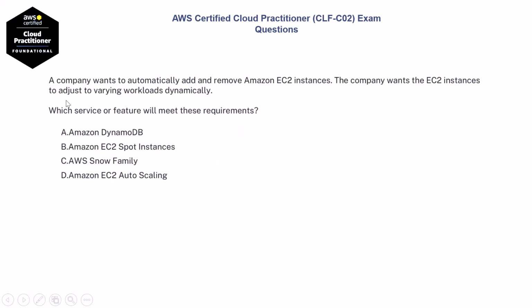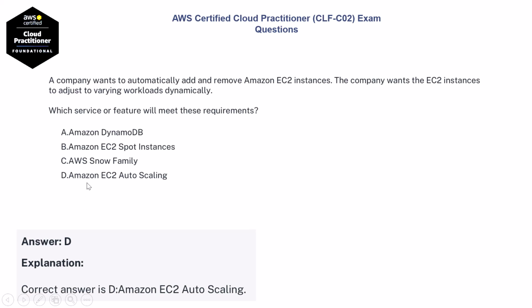Next question. A company wants to automatically add and remove Amazon EC2 instances. The company wants the EC2 instances to adjust to varying workloads dynamically. Which service or feature will meet these requirements? Option A, Amazon DynamoDB. Option B, Amazon EC2 Spot instances. Option C, AWS Snow Family. Option D, Amazon EC2 Auto Scaling. The correct answer is option D, Amazon EC2 Auto Scaling.